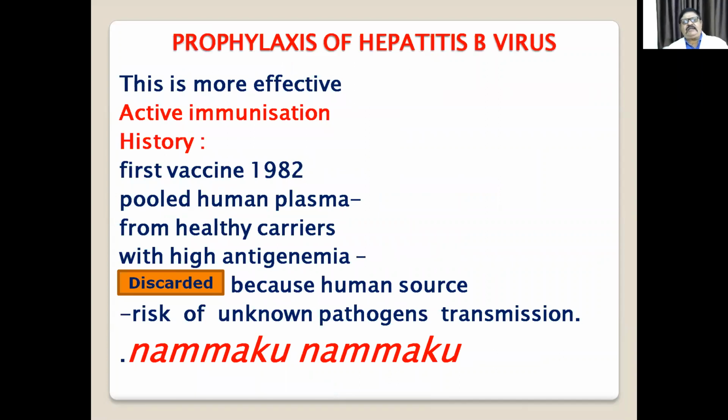And active immunization: either you suffer from the disease or you take the vaccine. So history: the first vaccine was prepared in 1982, from pooled human plasma of healthy carriers only, but with high antigenemia, and it was discarded because of the human source. You are not only taking hepatitis B surface antigen, other antigens also may be there. So there is a risk of transmission of unknown pathogens, because he or she might transmit other disease-causing agents also.